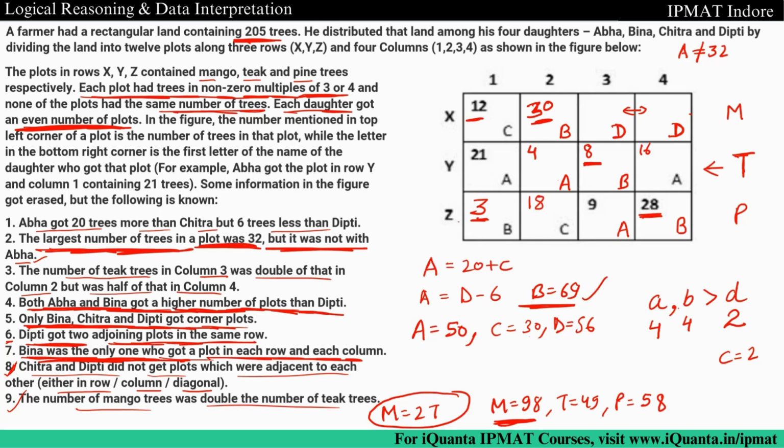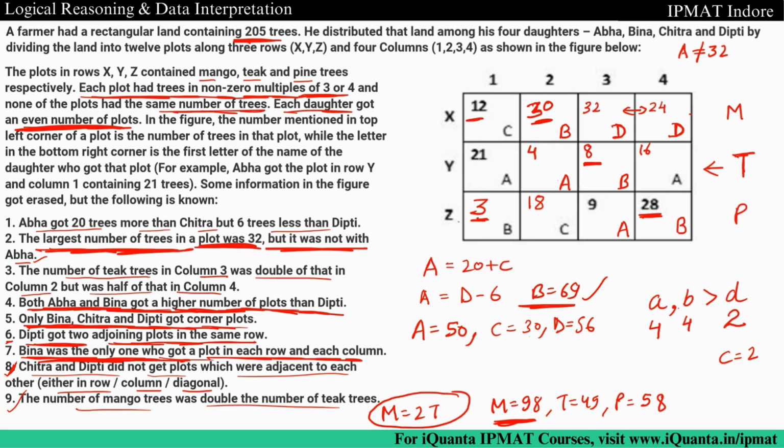So if it is not with Abha, not with Beena, not with Chitra in any of the plots, then of course 32 trees will be with Dipti. But now we are not sure in which plot we will give Dipti 32 trees. So of course in one of these 2 plots I will give Dipti the number of trees equal to 32. But I'm not sure in which plot Dipti will have 32. So let me just write it can have 32 trees here.